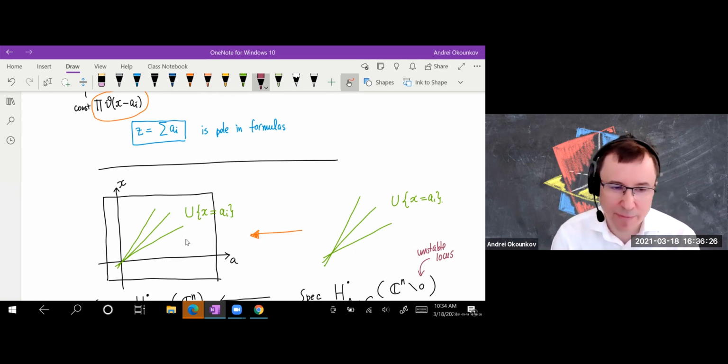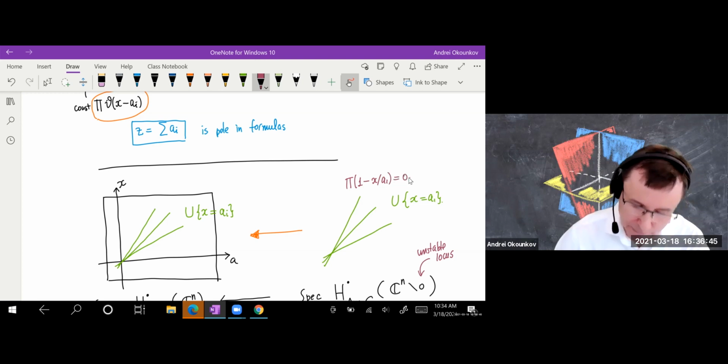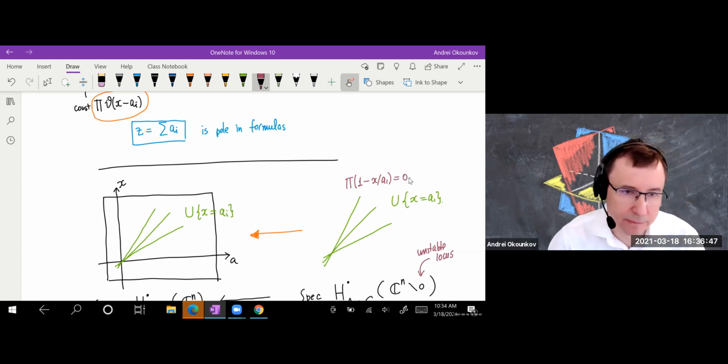If instead of lines I take C stars, the exact same statement is true in K-theory. So maybe this is the equation: the set is defined by the equations 1 minus x over a_i equals 0. Any questions about this?